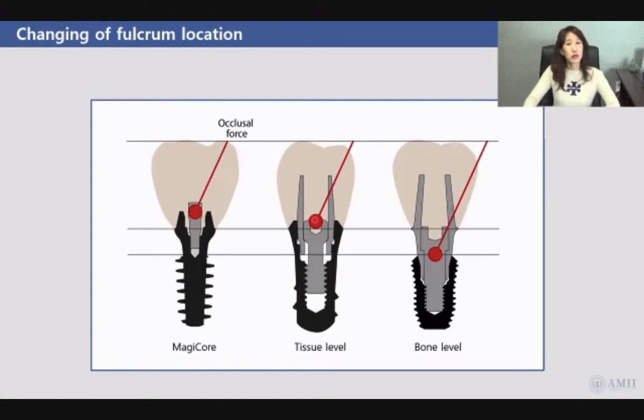Và ở cái implant ngang mô mềm thì cái điểm tựa đặt của lực thì sẽ ngang mức mô mềm. And for magic core, because it is over the tissue level. Còn với cái implant magic core là hình ở bên trái thì là vì cái implant của chúng ta là nó được đặt nhô cao hơn là phần mô mềm. The location of fulcrum will be over the tissue level. Thì cái điểm đặt của lực thì nó sẽ cao hơn là cái phần mô mềm.